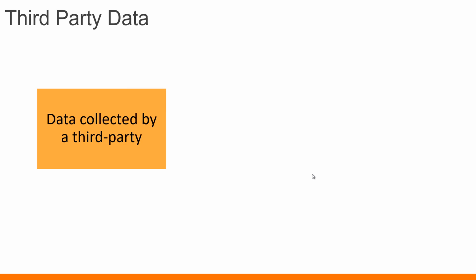The third type of data is something called third party data. This is basically data collected by a third party, just as the name indicates. Let's look at some examples of this to understand what this really is. Let's say you purchased a database from a vendor. Now you have no clue how the vendor collected that data. You have very little information on the quality of the data.